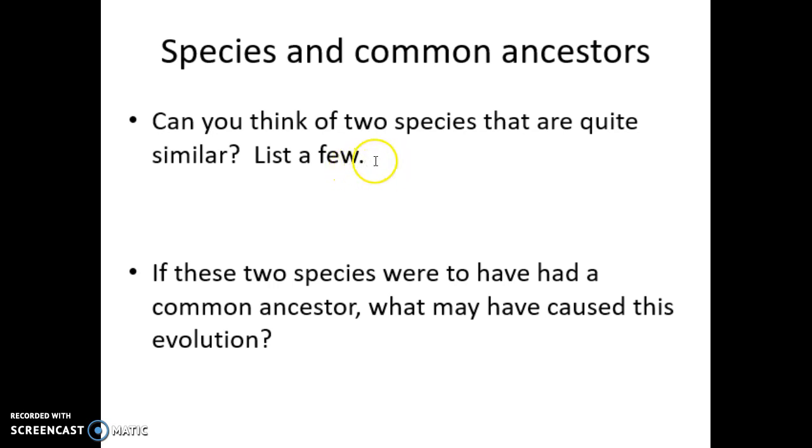However, humans and monkeys have an ancestor that we share in common. So humans and monkeys would be an example of an answer to this question. Can you think of two species that are quite similar? Well, humans and monkeys, yeah, they kind of are. We have 5 toes, 2 arms and 2 legs.